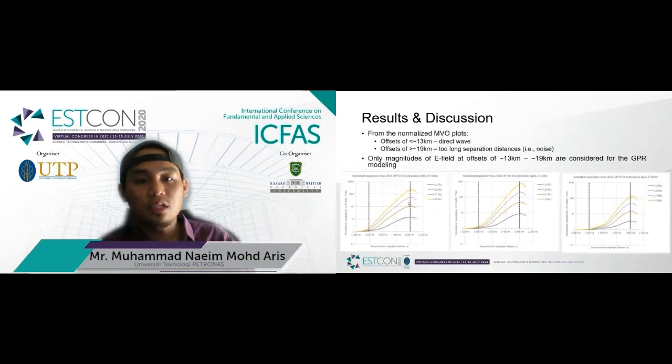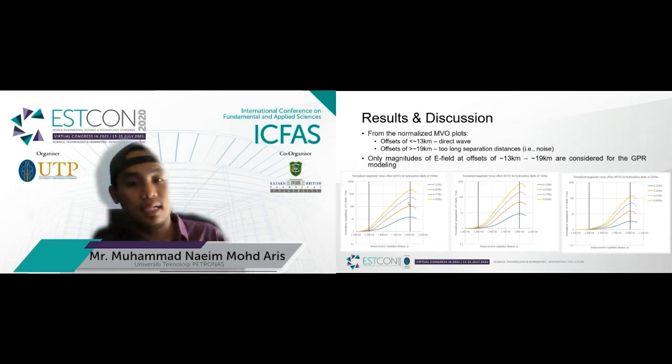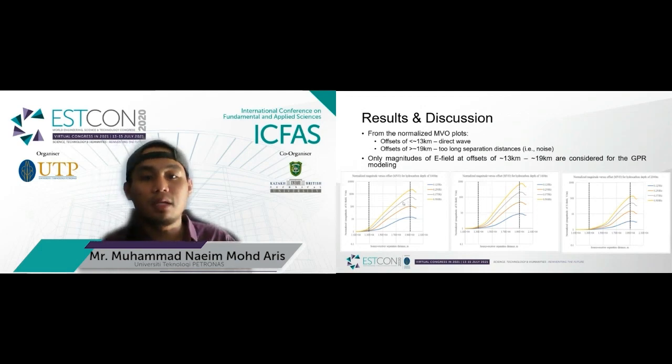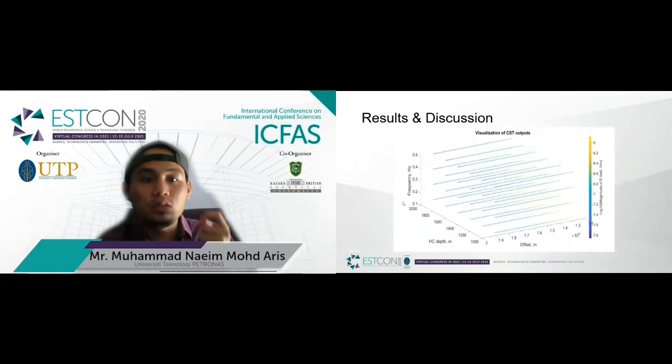So for the results and discussion, we concluded that only magnitudes of the E field at offsets of approximately 13 km to 19 km are considered for the GPR modeling. This is because offsets of less than 13 km and greater than 19 km contribute to insignificant wave. So for results and discussion, these are the 24 EM responses generated through the computer simulation software.